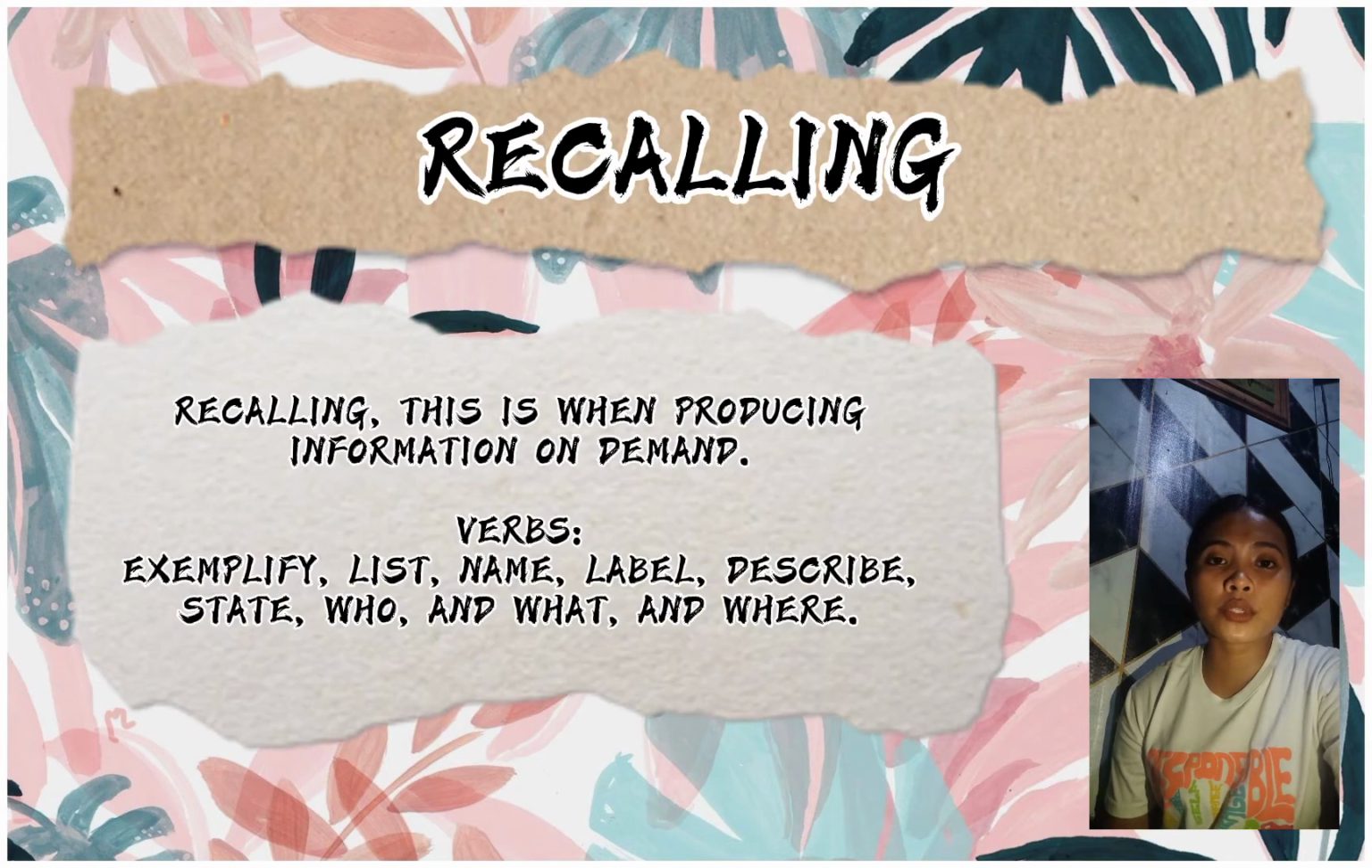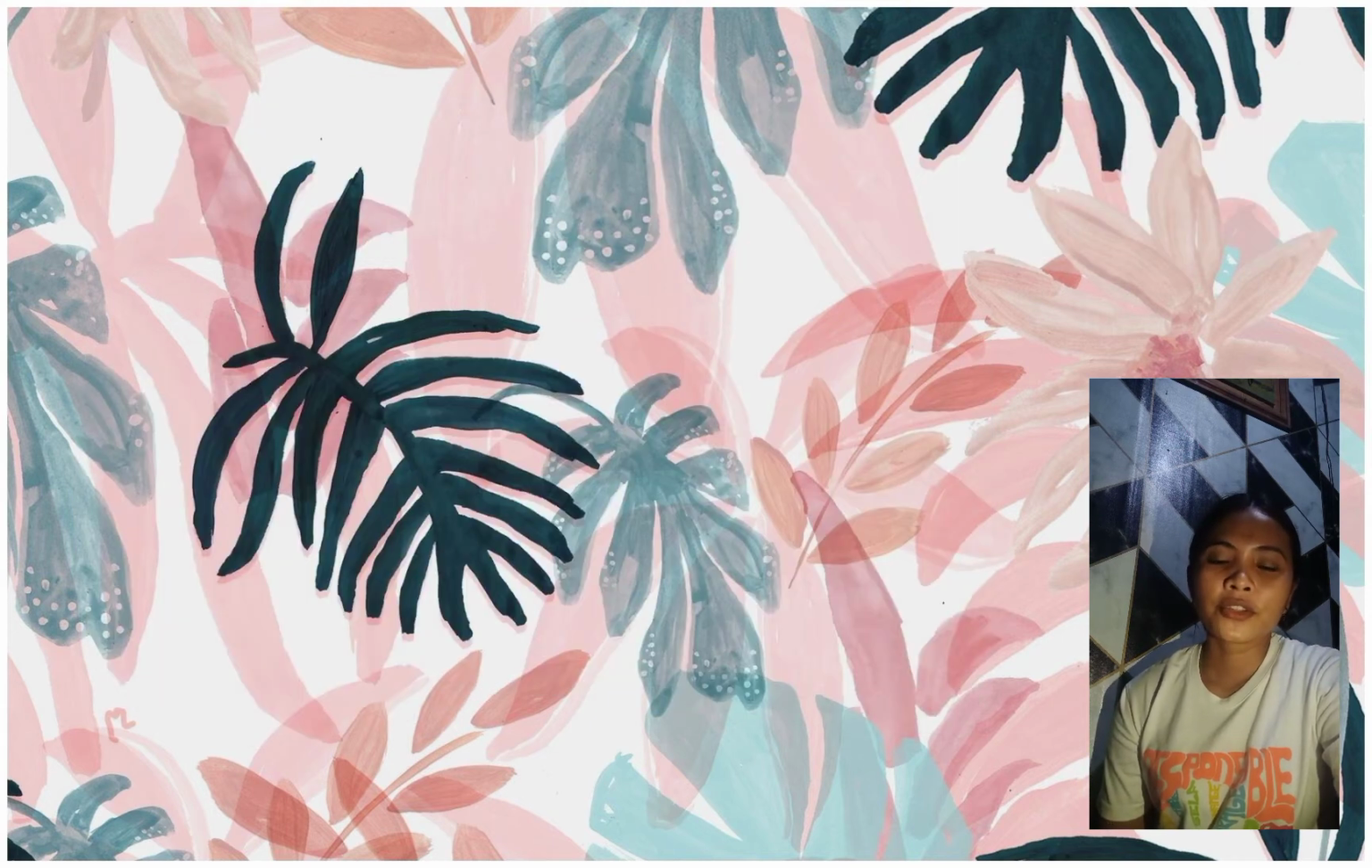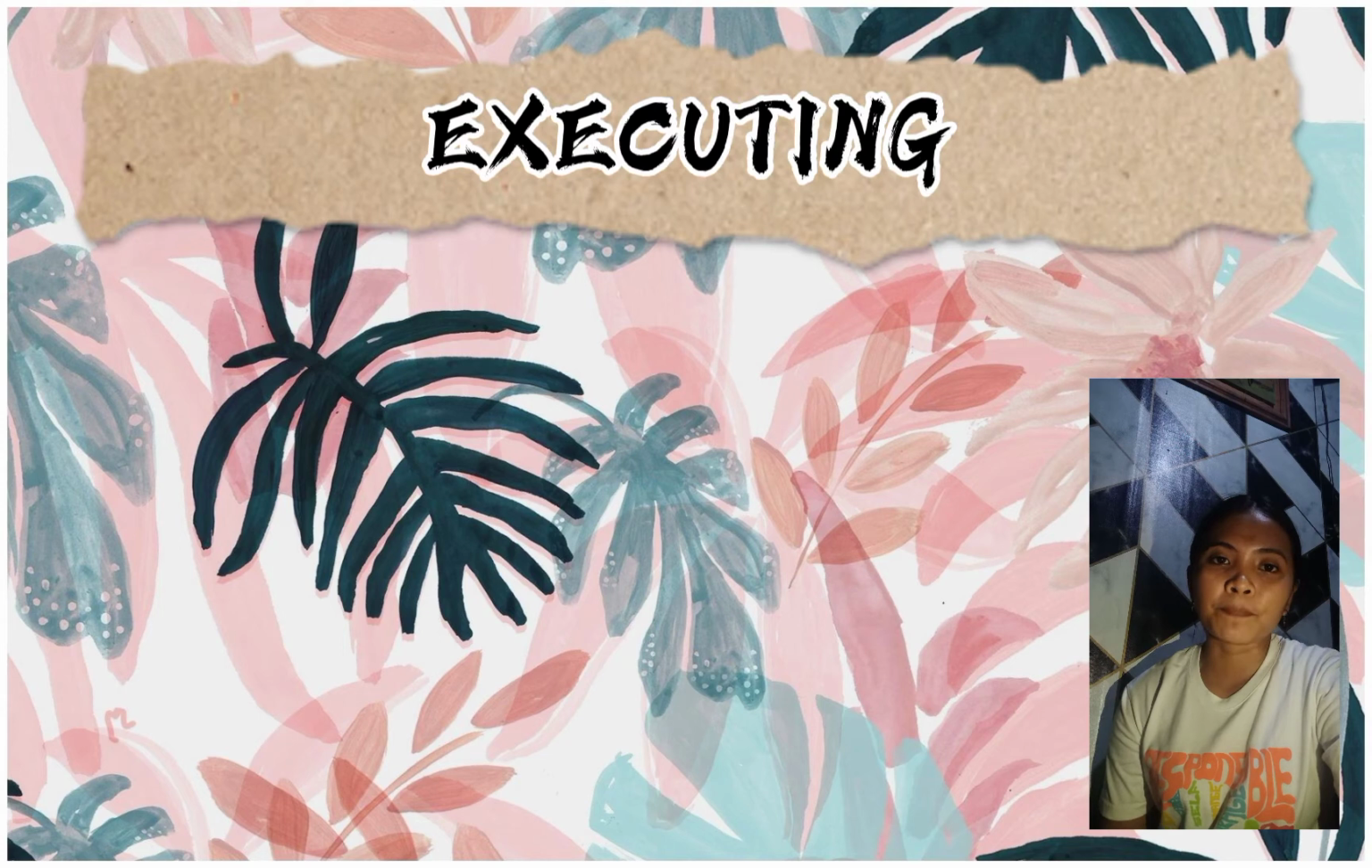The second one is recalling. This is producing information on demand. The outcome verbs are exemplify, list, name, label, describe, state, who, what, and where. An example of this is reviewing the previous lesson or discussion. Upon reviewing your previous discussion, you are giving the information in the moment or on demand.